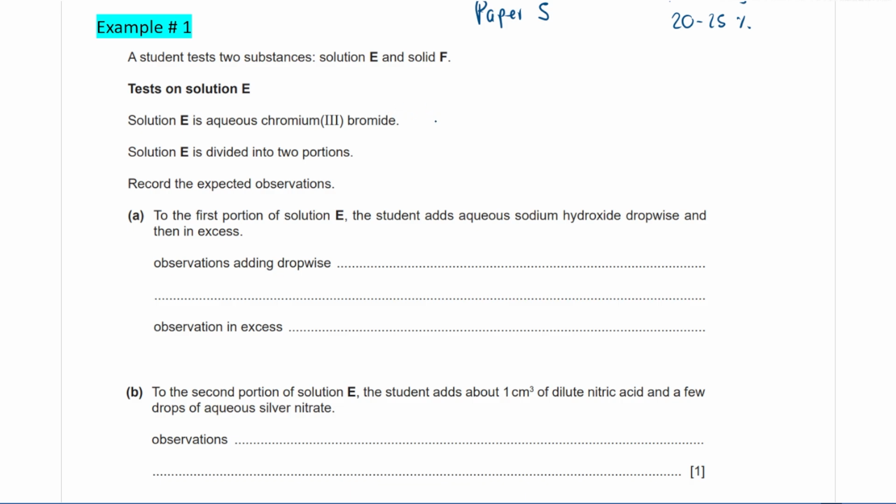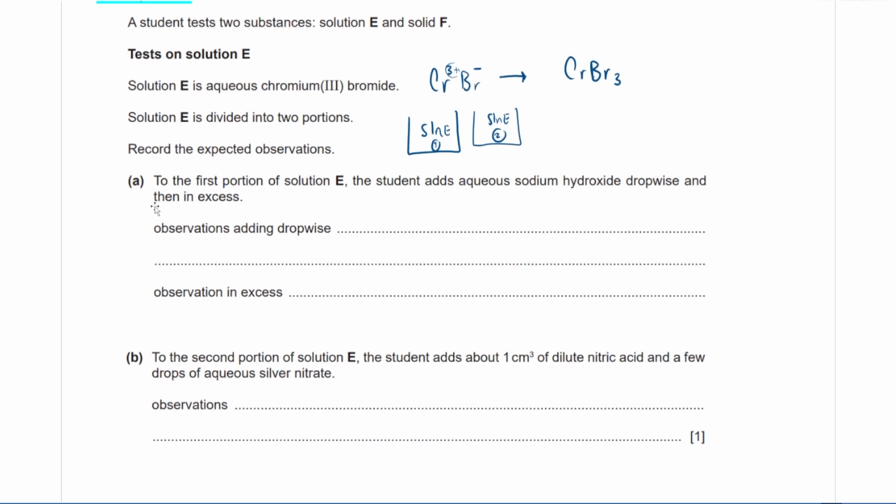Let's try to transform this into the formula, which is Cr. We know that the charge of this cation is 3+, and we have bromide, which is minus, and remember we have to cross the charges. So the actual formula of chromium tribromide is CrBr3, right? And we know that solution E is divided into two portions. So we're going to have solution E portion 1, and then we have solution E portion 2.